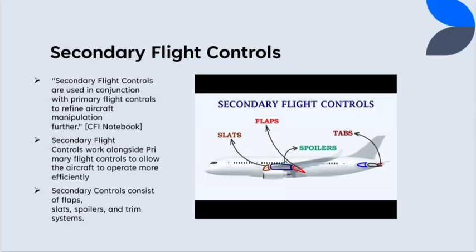Alright, now to start out, the CFI notebook defines secondary flight controls as being used in conjunction with primary flight controls to refine aircraft manipulation further. So what this essentially means is secondary flight controls are used to give the pilot better control over the plane and to assist primary flight controls with their standard operation. And the secondary flight controls consist of flaps, slats, spoilers, and trim systems, as outlined in the outline here. You can see them on the plane, you can see them in their location.